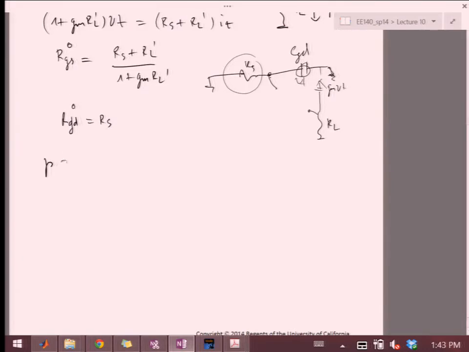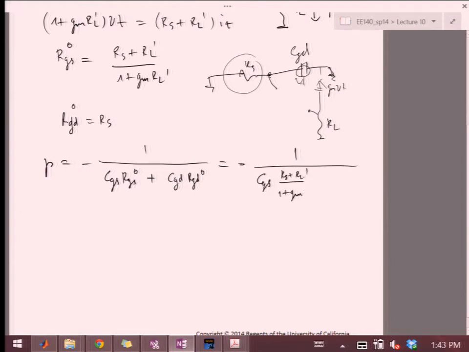Okay. So my pole will be equal to minus 1 over (CGS RGS0 plus CGD RGD0). And that's minus 1 over (CGS (RS + RL')/(1 + gm RL') plus CGD times RS). Now, both RS and CGD should be small values, so this piece will definitely dominate. That's why we can neglect this part. And then we get an expression that is very close to our exact pole 1 from the previous analysis.